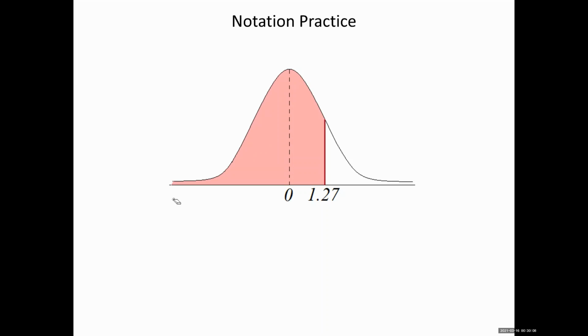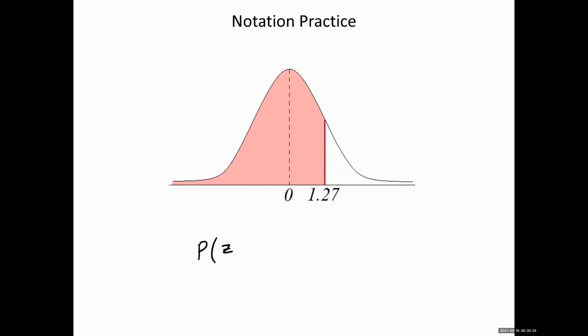So this area represents a probability. The notation for the probability is going to go like this. You're going to put a P and then a parentheses. Now, whenever the shading is happening to the left of a number or to the right of a number, you're going to put the letter Z first in the middle. We're using Z because it's standard normal distribution, but I want you to put the letter first.